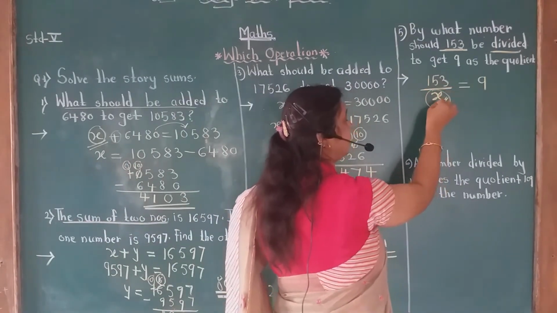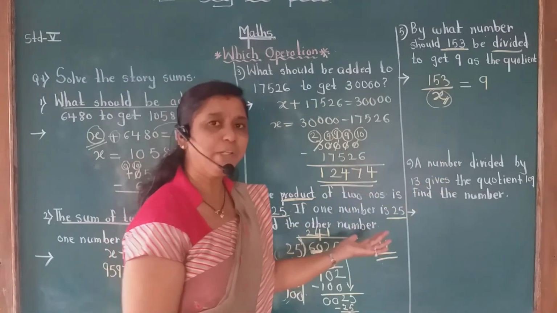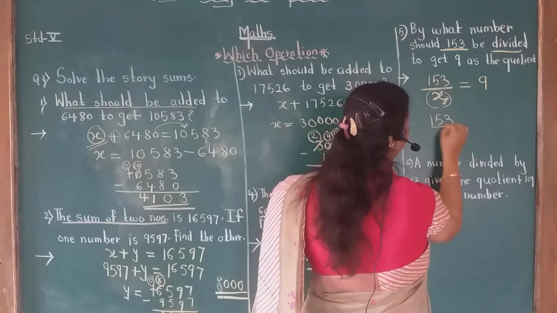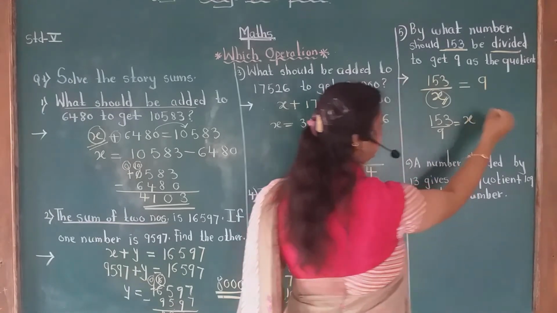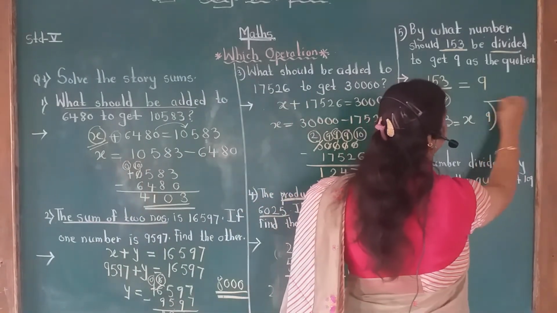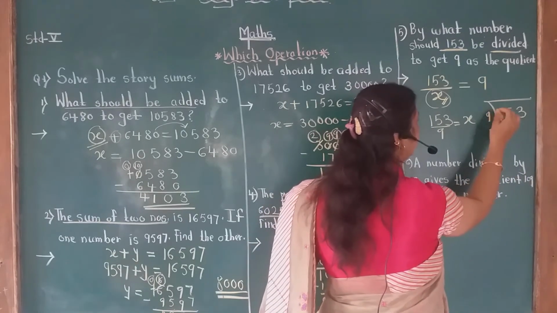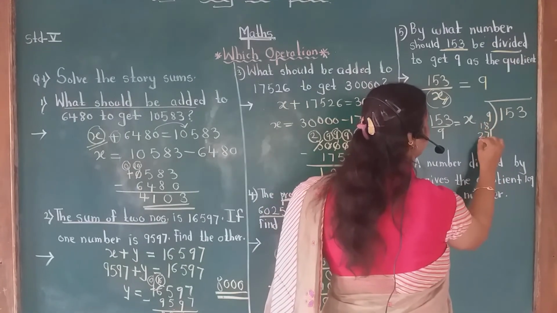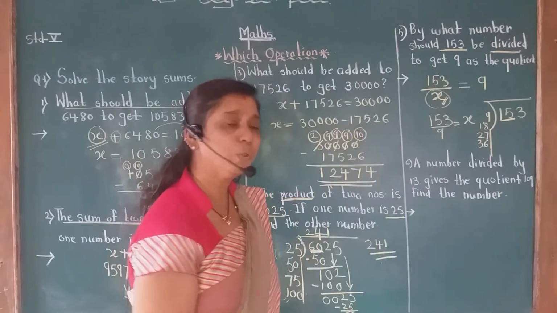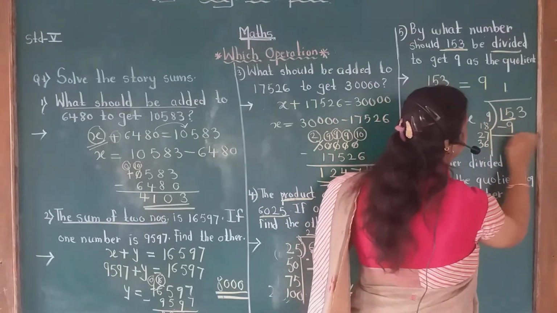Now x is here in the position of division. If we shift it to that side, it will be multiplication. So this 9 will become here, and here will be x. Then what you have to do? Division. 153 divided by 9. Again you know the table of 9. Now see, in the table of 9, is 15 there? No. Then which is the smaller number there? 9. 9 ones are 9.